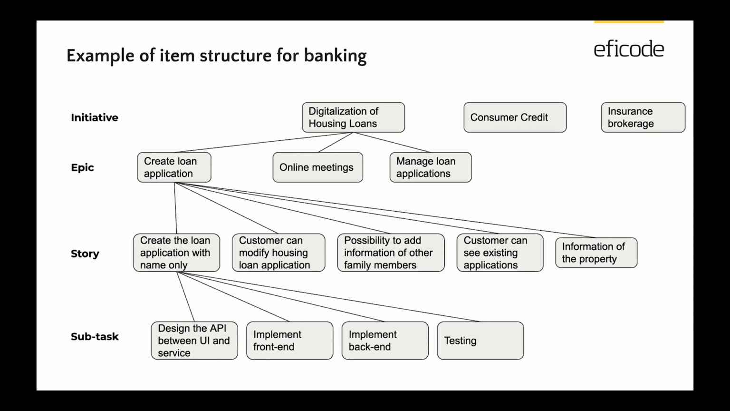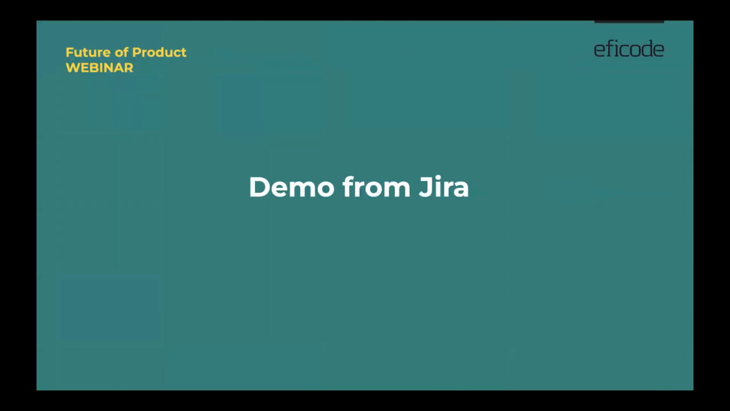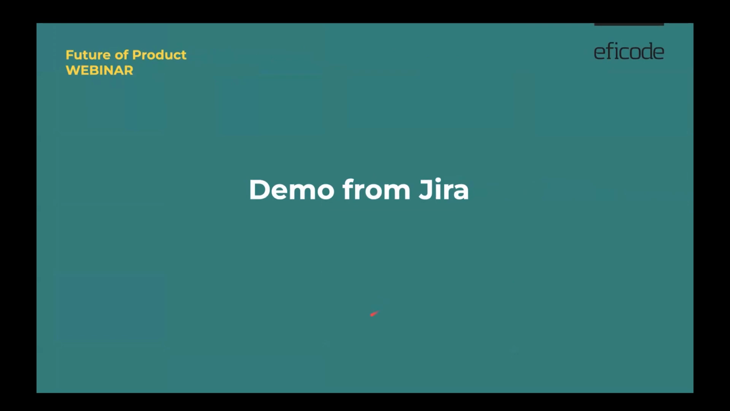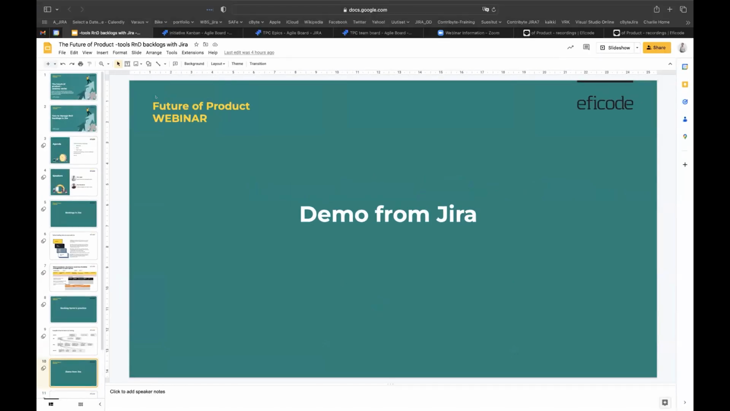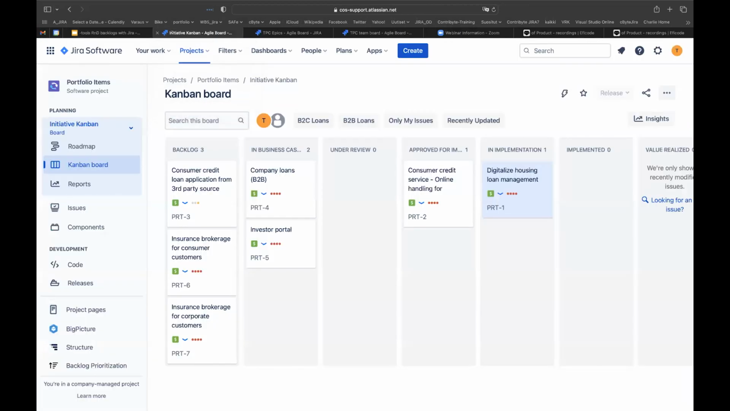Okay, so that was, shortly, the theory point of view about the backlogs and how that could be implemented also in Jira. So let me now show you how it actually looks in Jira. Can you, Panu, see my initiative? Yes, good. And is it big enough? Yeah, I think it's very readable.